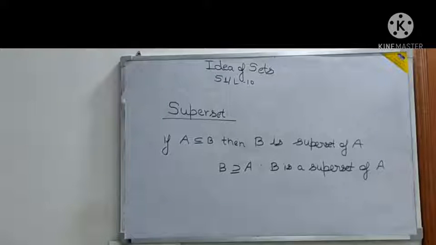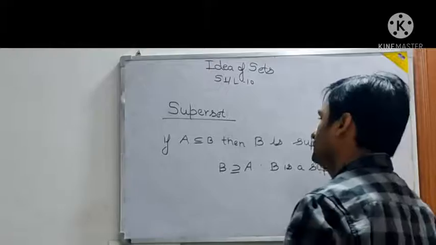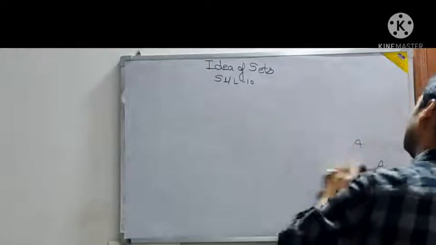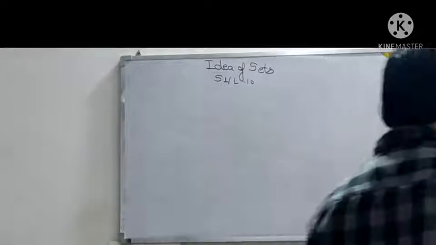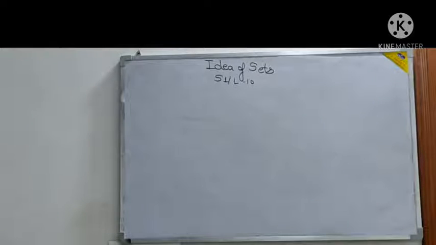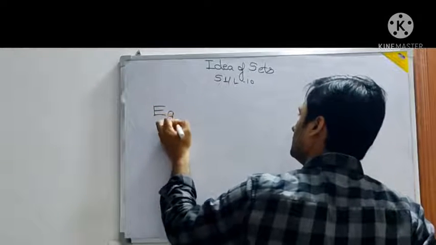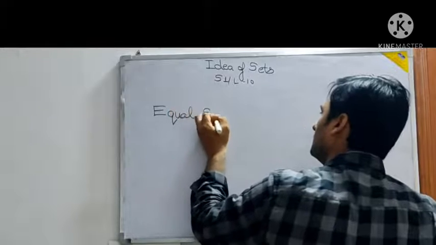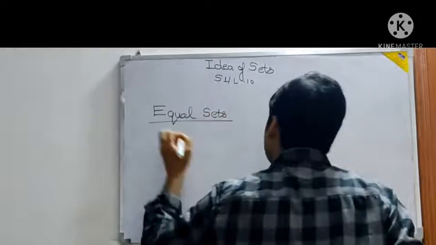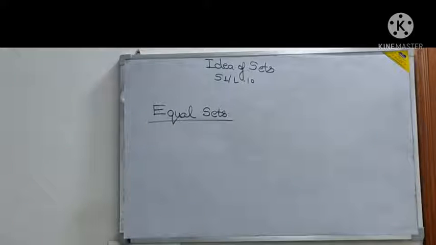Then the next is equal sets. If you remember, I had told about equal sets when I was telling you the types of sets, but again I will tell here also. When are two sets said to be equal? Two sets A and B are said to be equal if each element of A is an element of B and each element of B is an element of A.